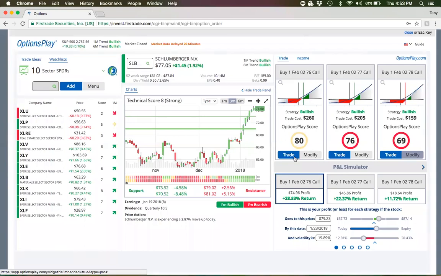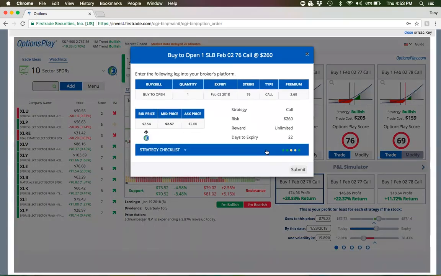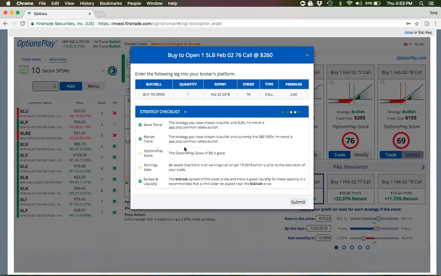One of the things that we've built here for you guys to make it as easy as possible to trade is you click on the trade button. Number one, what I recommend is before you place every trade, take a look at what we call the strategy checklist. This is designed to make sure that you understand the risk of all of your trades before you place them, okay?